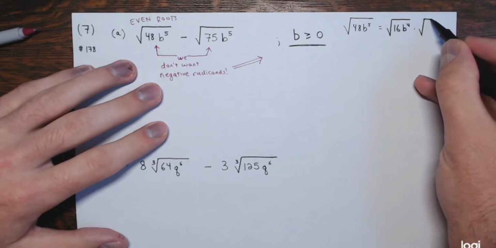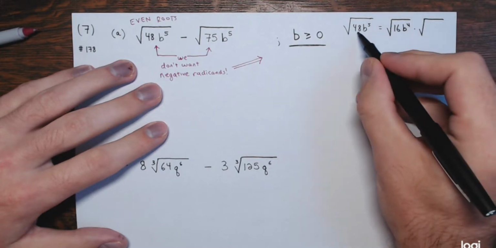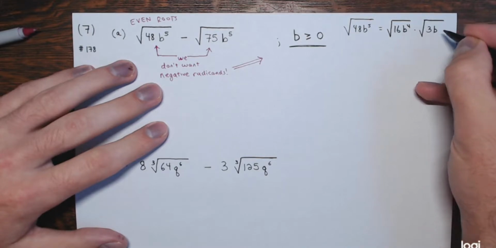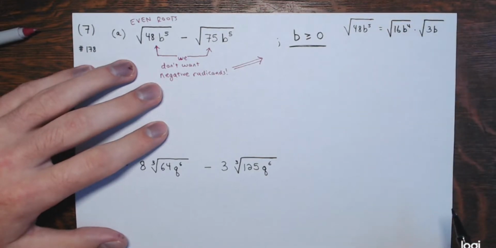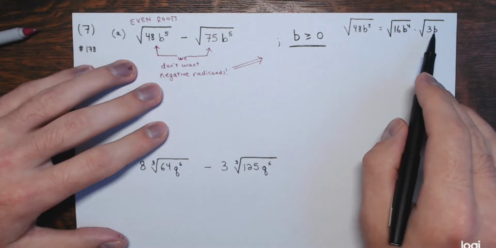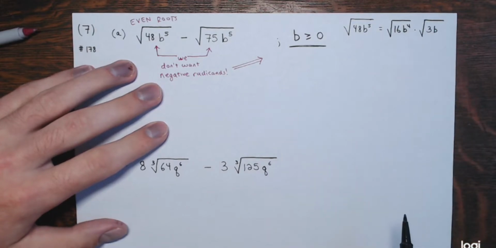So I can rewrite this as the square root of 16b to the 4th times the square root of 3b. Right, that's a 3b. And once again, b can't be negative because this wouldn't be a real number, and you can only use that product property when you're dealing with real numbers.